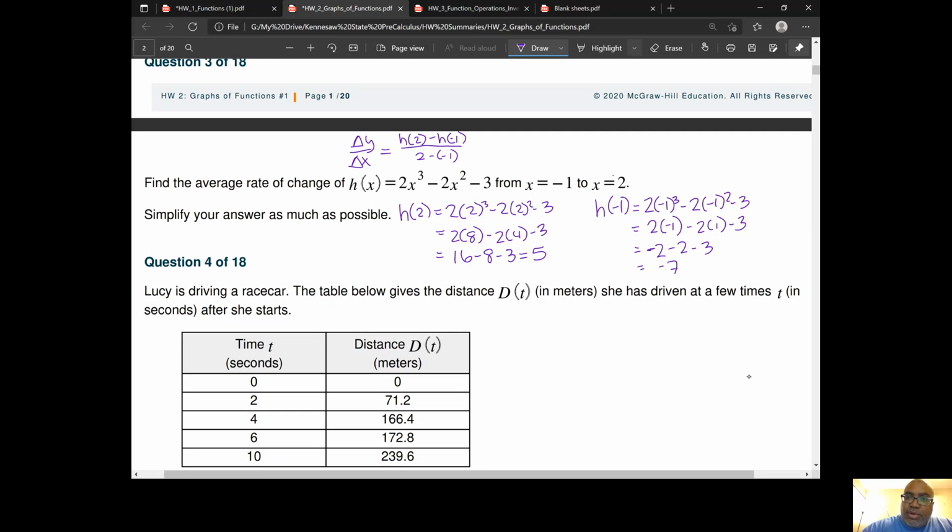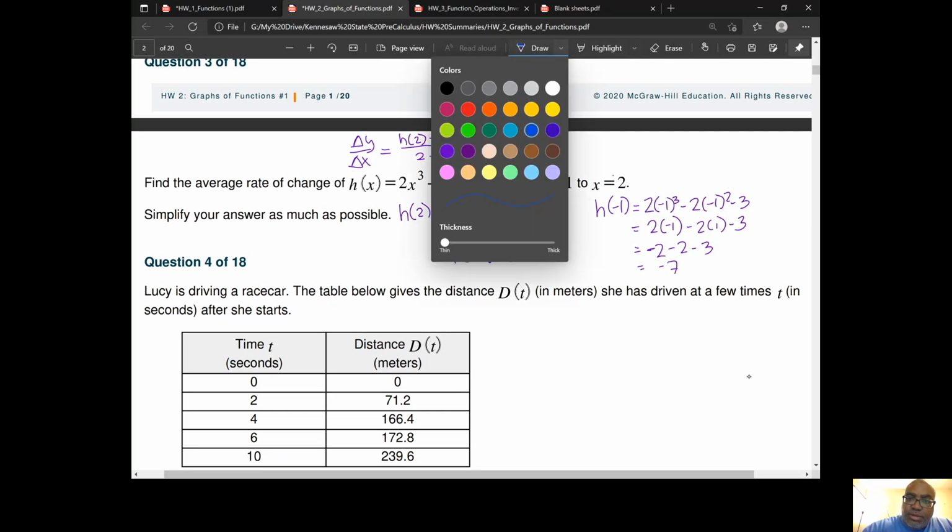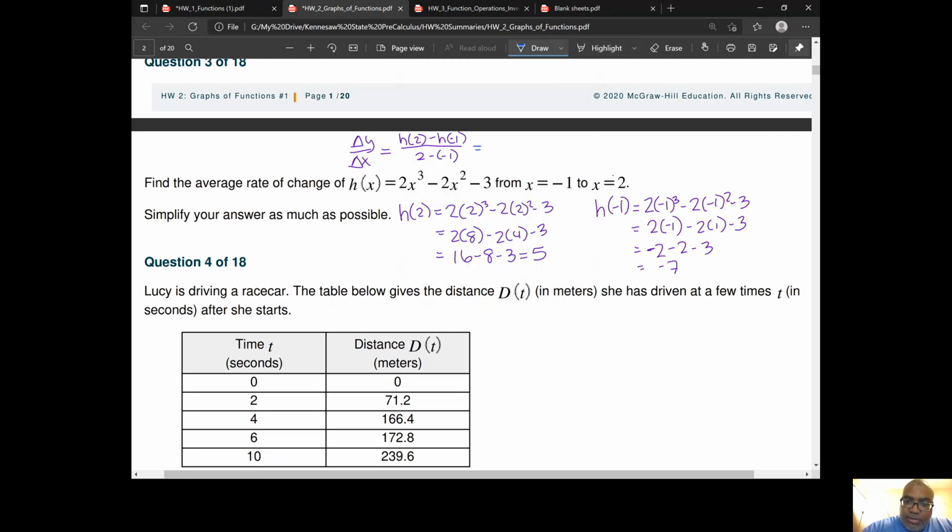Okay, so if we go back up to our equation up here, let's change this color. We end up with h of 2, which is 5, minus -7, over 2 minus -1. Whenever you subtract a negative, it's the same as adding a positive. So this is 5 plus 7 over 2 plus 1, which is 12 divided by 3, which is 4.